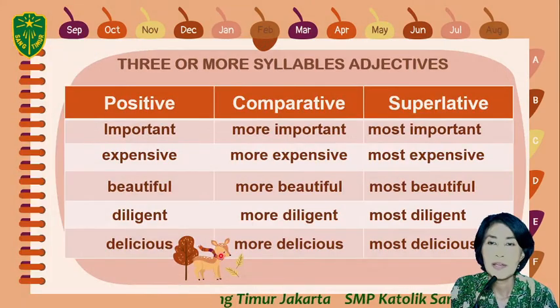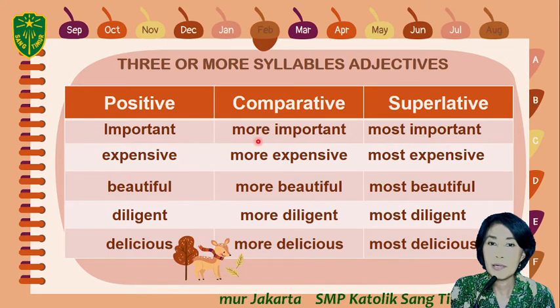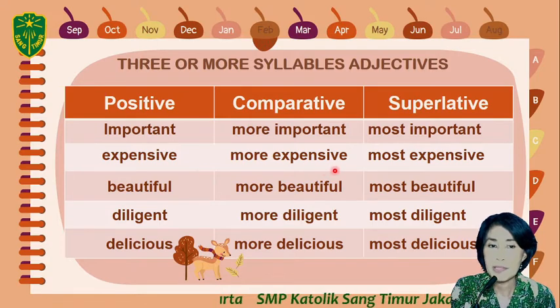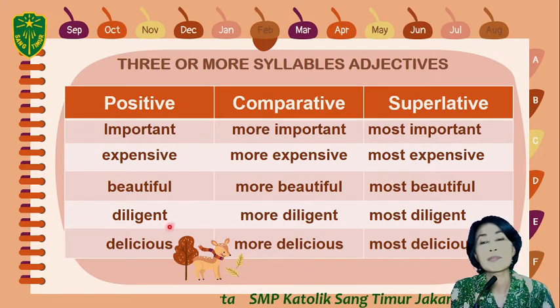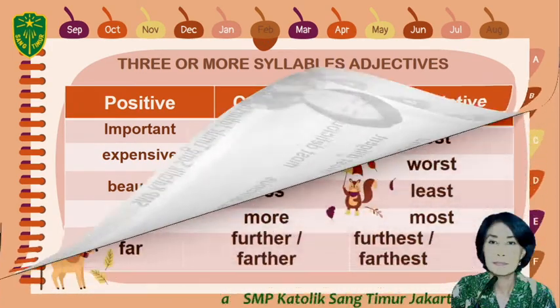Next, for adjectives with three or more syllables, let's see. You have more and most. More for comparative and then most for superlative. Expensive, more expensive, most expensive. Diligent, more diligent, most diligent.